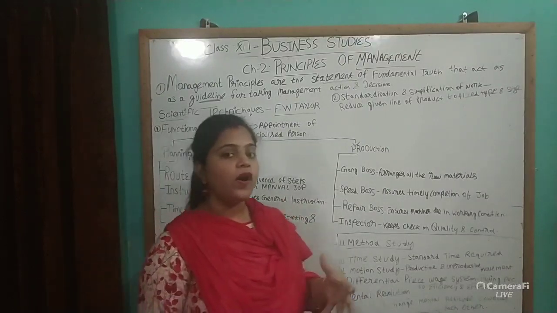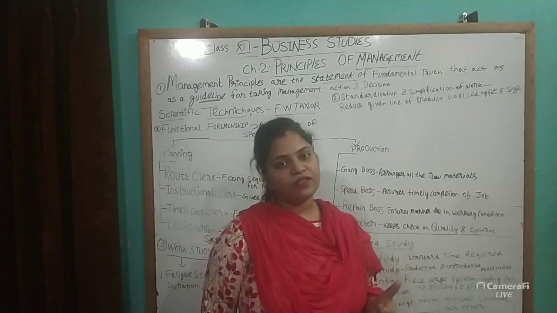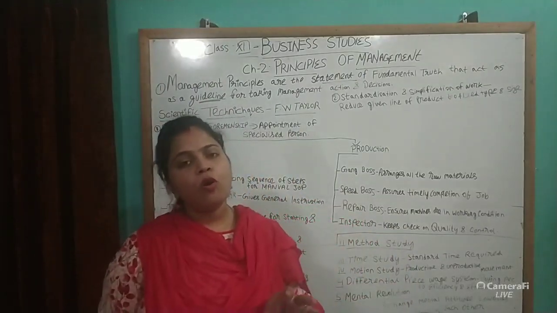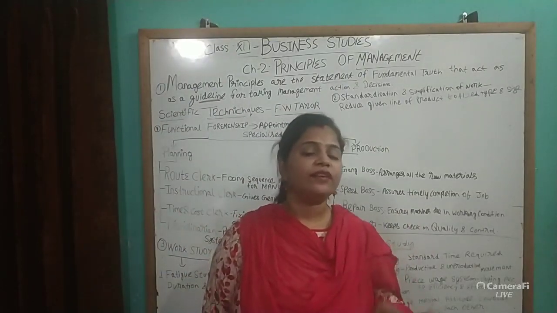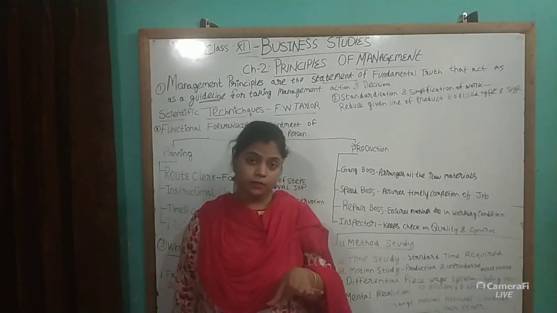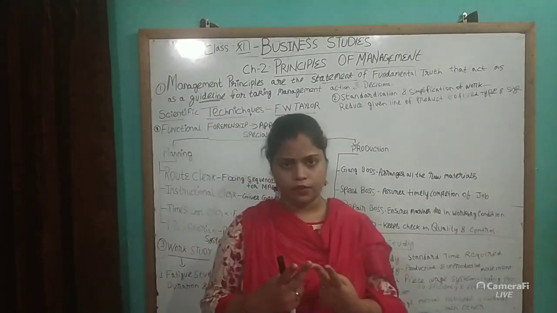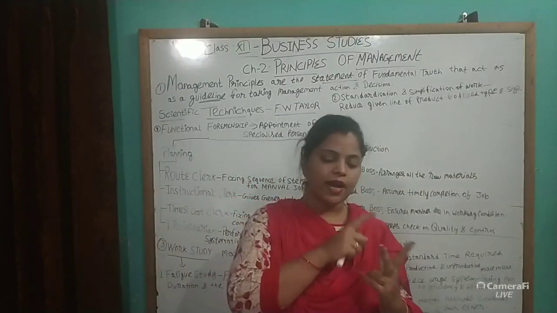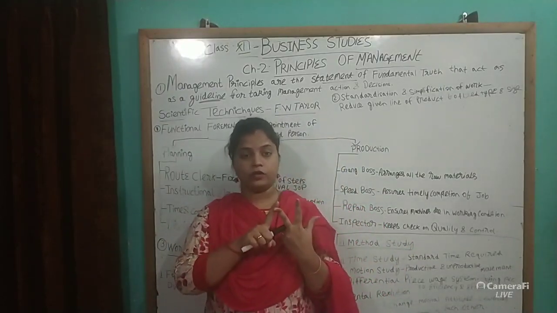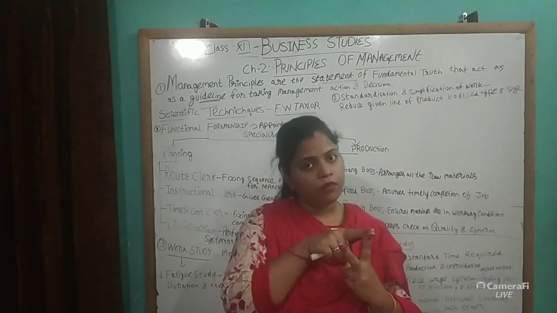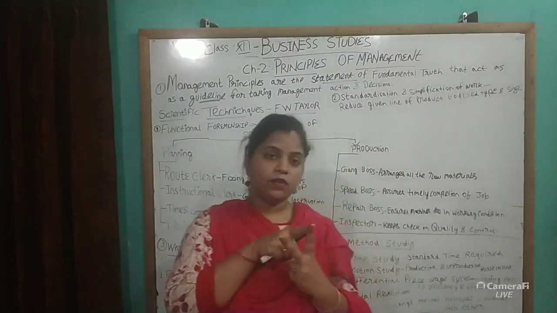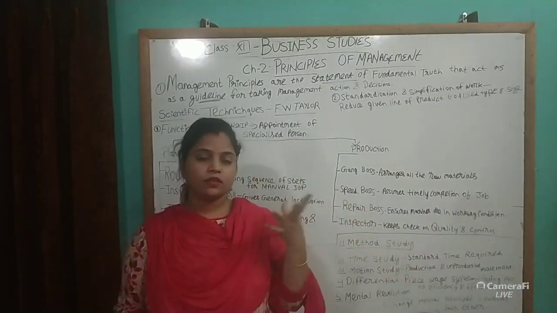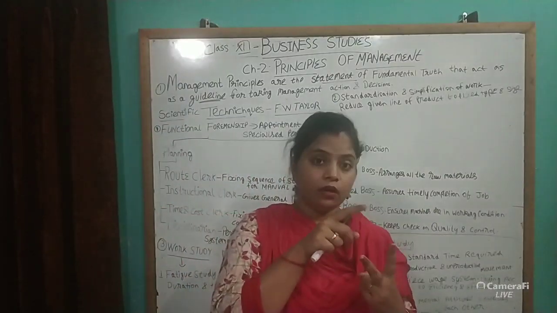If you have employed labor, Taylor emphasizes that you should pay wages to workers according to their effectiveness and efficiency. Means there are 2 laborers. One laborer has produced 70 units and one laborer has produced 100 units. Will you pay them the same? No, you cannot pay them the same. According to Taylor, both should not get the same.